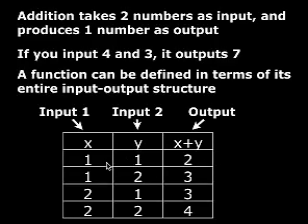Okay, and if the first input is 1 and the second input is 1, it will output 2. And if the first is 1 and the second is 2, it will output 3. Okay? And so on. Now this table that I have here is part of the input-output structure of the addition function. It's only part because there's an infinite number of numbers, so this grid would have to go on to infinity to give us the entire input-output structure. But you can see part of the structure here.